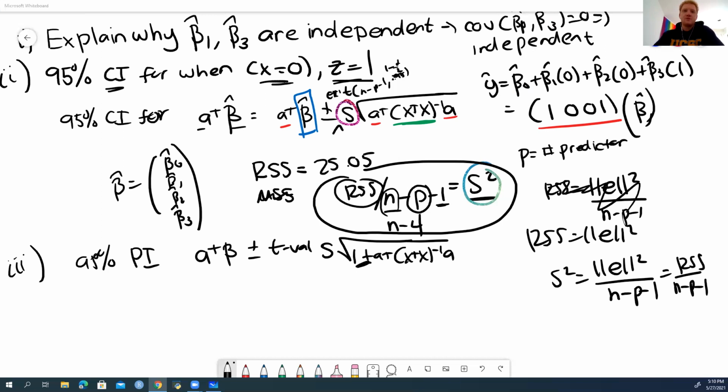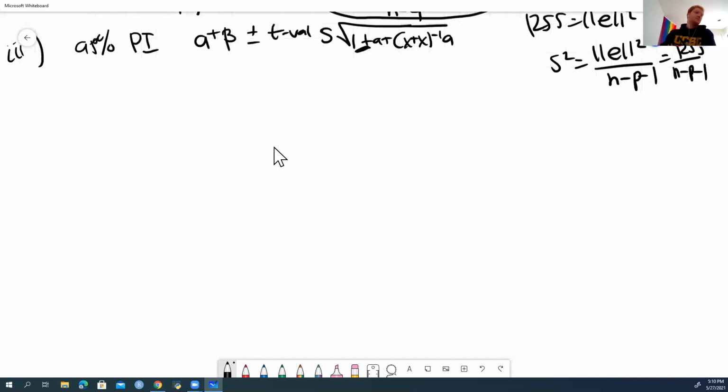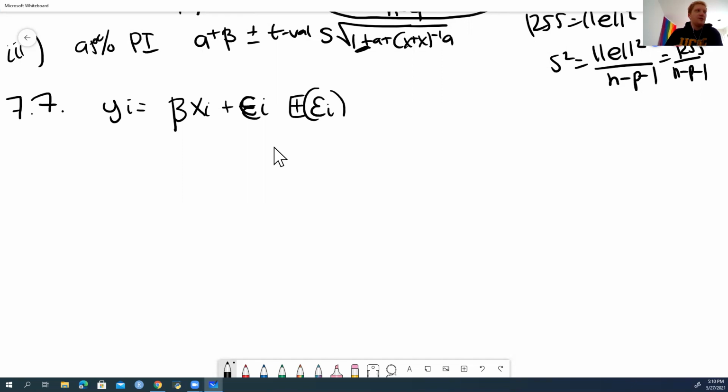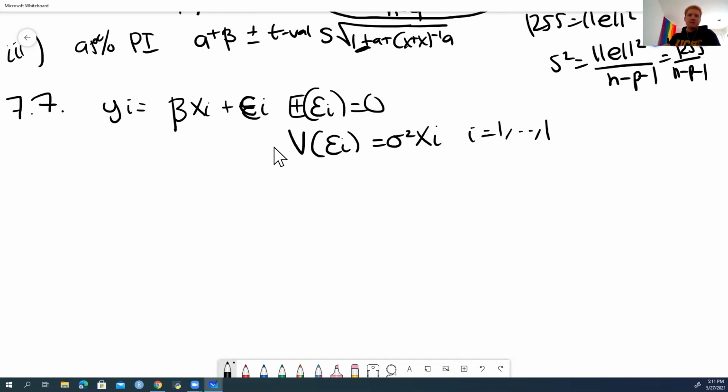Okay. Cool. So that was 7.4 part C. Let's cover the last one, 7.7. So we have this regression through the origin. We're saying that yi is equal to beta xi plus epsilon i, and the expected value of epsilon i is equal to 0. However, the variance of epsilon i is now equal to sigma squared times xi, and we have i equals 1 through 10.